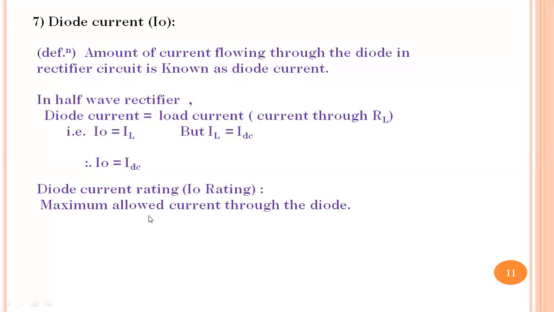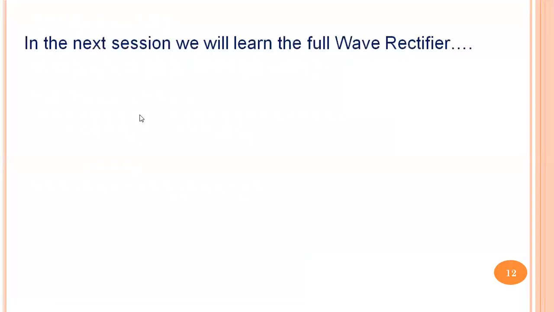Therefore, we must select the diode in the half wave rectifier circuit in such a way that its current rating should be at least equal to the DC current present at the output, or more than the DC current present at the output, for the safety of the diode in a circuit. So with this, we have finished all the important parameters in case of rectifier circuit. From the next time, we shall begin with the new circuit, the next type of rectifier, that is the full wave rectifier circuit, but from the next session.